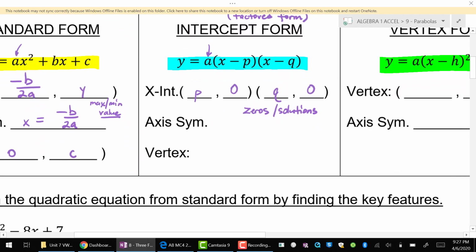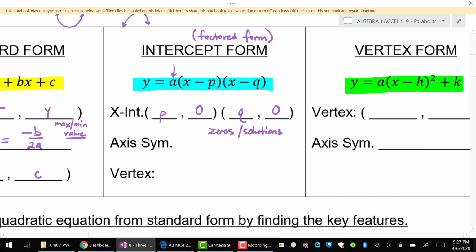The axis of symmetry. To find that from intercept form, we actually have to figure out what the halfway distance is between the two x-intercepts. So it's still going to be x equals some number, but I don't really know what that number is. I'd have to count or somehow figure out a way to average the distance between the two x-intercepts. So for now, I'll just write down halfway between the x-intercepts. And x equals a number is going to be the axis of symmetry.